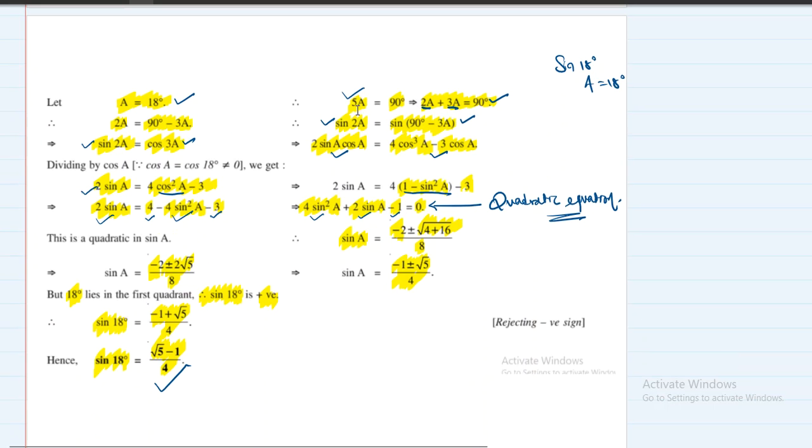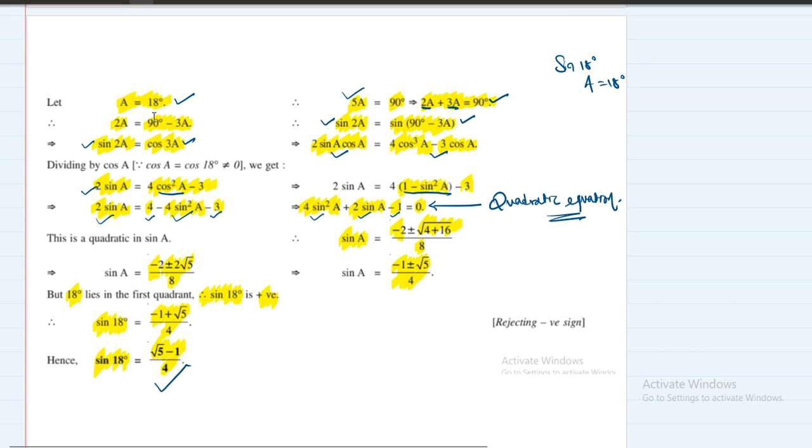So what will be 5A? 5A will be 90 degrees. So can we write 5A as 2A plus 3A? Yes. So 2A plus 3A will be 90 degrees. So we took A as 18 degrees and we found 5A to be 90 degrees. We wrote 5A as 2A plus 3A, which is 90. Now we'll take 3A to the other side. So 2A becomes 90 minus 3A.